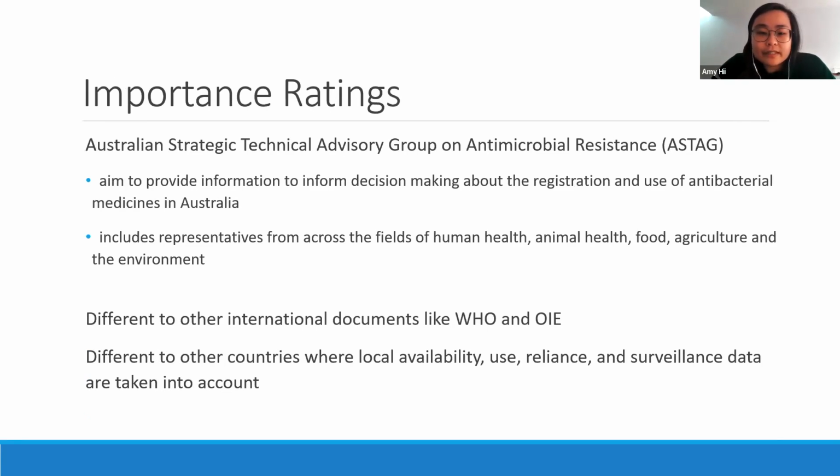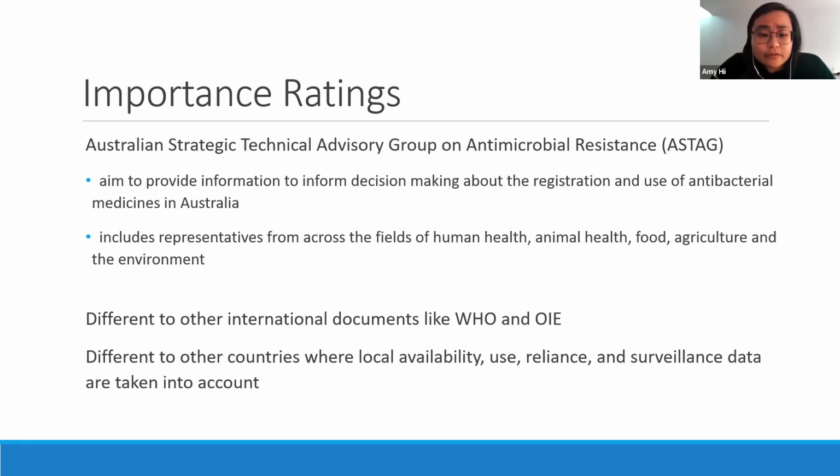So importance ratings for antibiotics have been determined by the Australian Strategic Technical Advisory Group on Antimicrobial Resistance, or ASTAG for short. The ASTAG ratings aim to provide information to inform decision-making about the registration and use of antibacterial medicines in Australia. And the advisory group includes representation from human health, animal health, food, agriculture, and environmental.